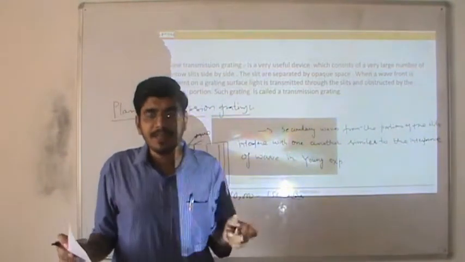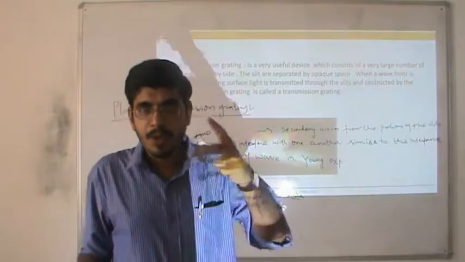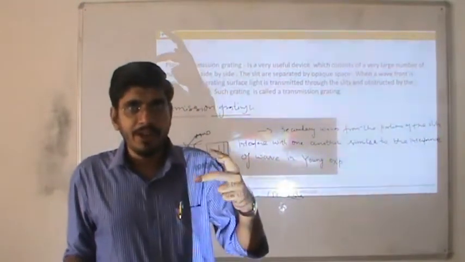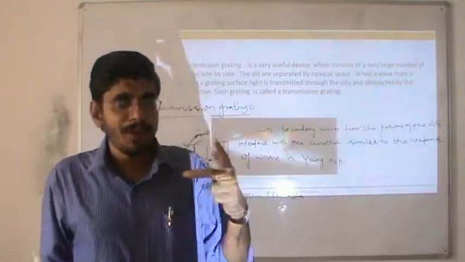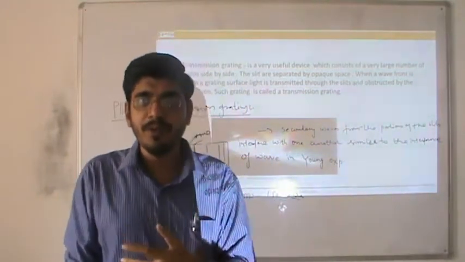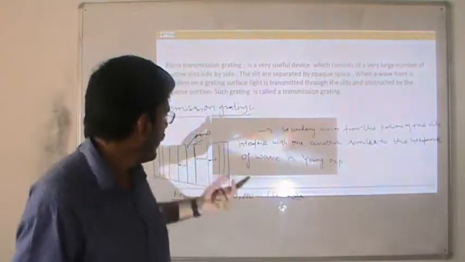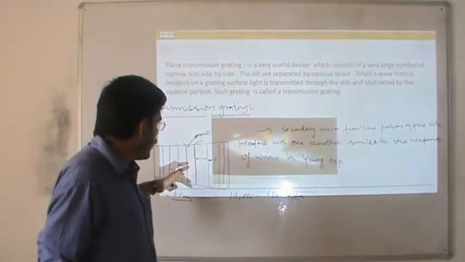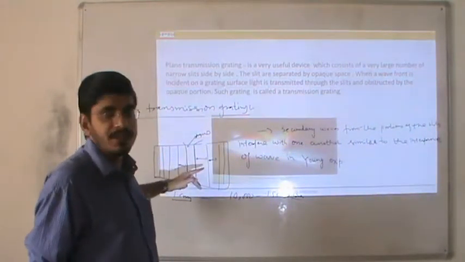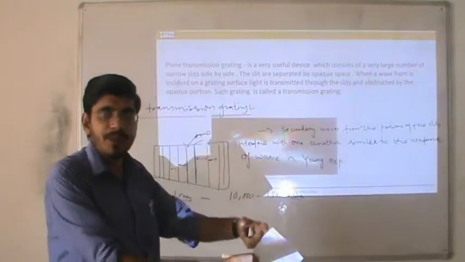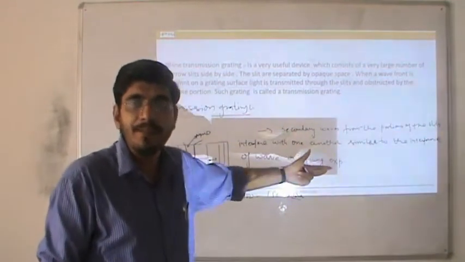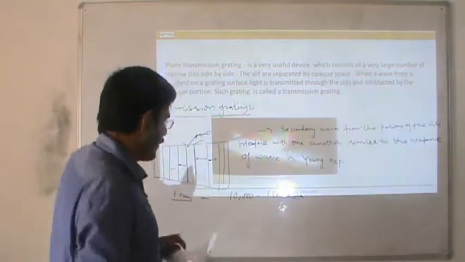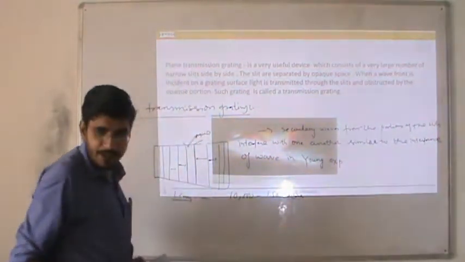We know that in Young's double slit interference pattern we have two coherent sources S1 and S2, and the two waves are superimposed and produce the interference pattern. Now in this case we have a number of sources, so the secondary waves which come out from these sources will superimpose and produce the interference pattern, just similar to Young's double slit experiment. That is the first point.